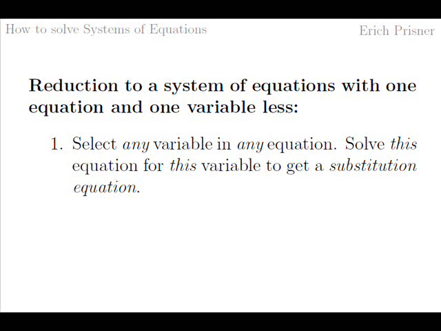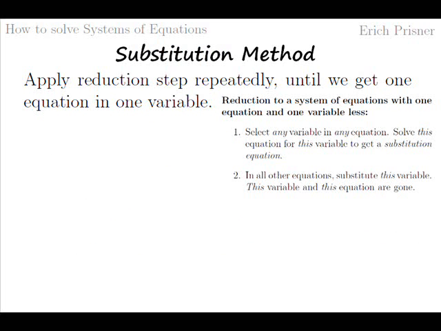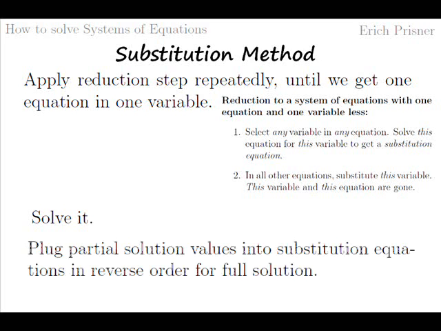The result is called a substitution equation again. And two, in all other equations, substitute this variable by the corresponding expression obtained in the first step. Then throw this equation away, the substitution equation, at least until later. We apply this step repeatedly until we arrive at one equation in one variable, which hopefully we can solve. Then we take all substitution equations we have thrown away in reverse order, and one by one we plug in the values of the variables we now know to get the value of the variable we eliminated at this step. Eventually, we should get values for all variables, a complete solution.